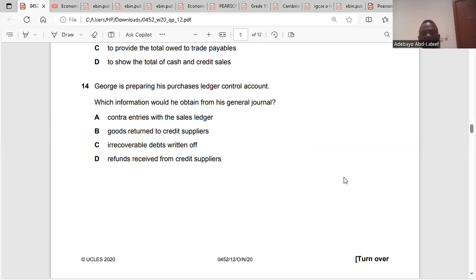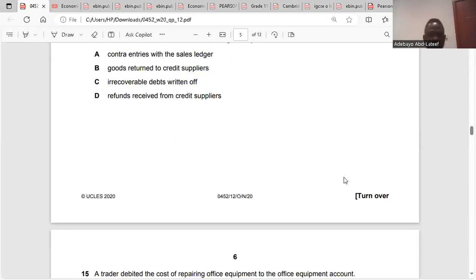Judge is preparing his purchase ledger control account. Which information would he obtain from his general journal? Contra. Because contra will be in both the sales account and the purchases account. Contra will be on the debit side of your control account and the credit side of your purchases account. Contra entry. That is going to be here and there. Do you understand what I'm saying? Yes. Question 15.